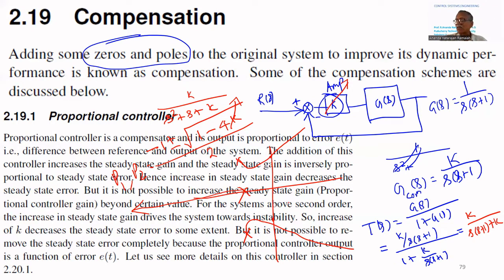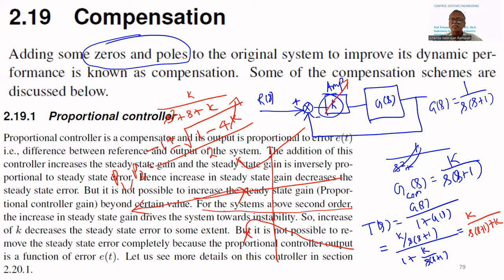An amplifier has negative feedback. In electronics, you studied amplifiers having negative feedback. There, if you increase the gain beyond a certain value, it starts oscillating. That's why we should be very careful about how much gain we are giving. From third order onwards, any increase in K may drive the poles to the right hand side, in other words, may drive the system to unstable. That we'll see later. For systems above second order, the increase in steady state gain drives the system towards instability.